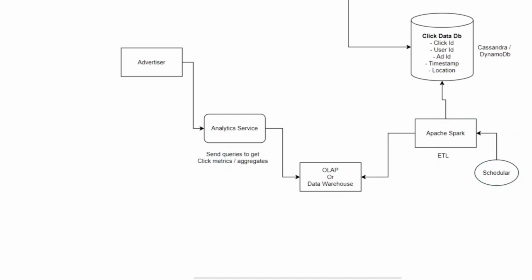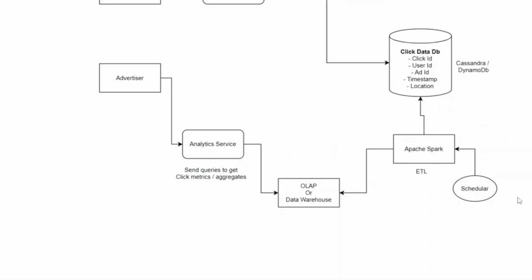Like what will it do? Let's say after every 5 minutes, this would run Apache Spark, which would take all the raw data, perform the querying of the aggregates, and update this OLAP or data warehouse, through which the advertiser can get the required analytics information. So this was batch processing.